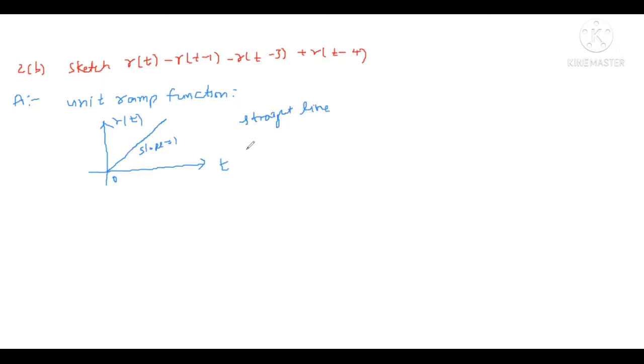Unit ramp function r of t, and r of t with slope 1, is a straight line starting at the origin with slope plus 1.